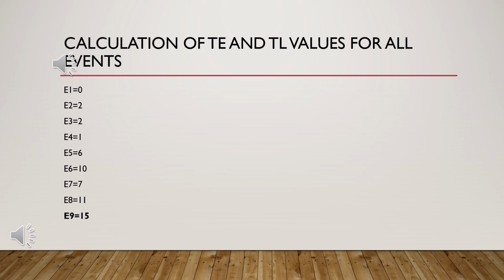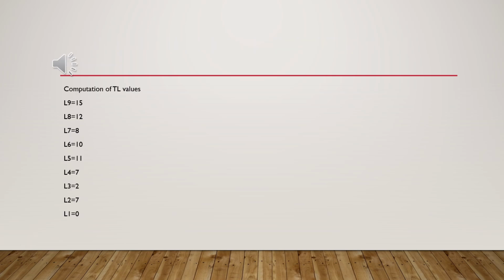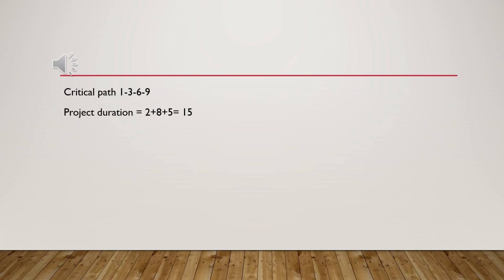E9 equals 15. Computation of TL values. L9 equals 15. L8 equals 12. L7 equals 8. L6 equals 10. L5 equals 11. L4 equals 7. L3 equals 2. L2 equals 7. L1 equals 0. Critical path is 1-3-6-9. Project duration equals 2 plus 8 plus 5 equals 15.